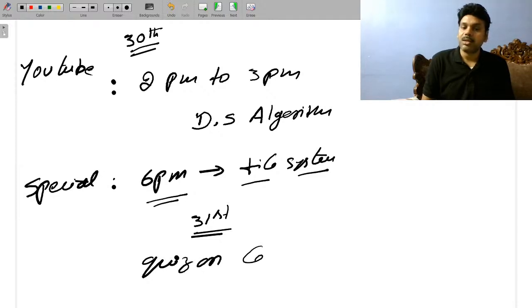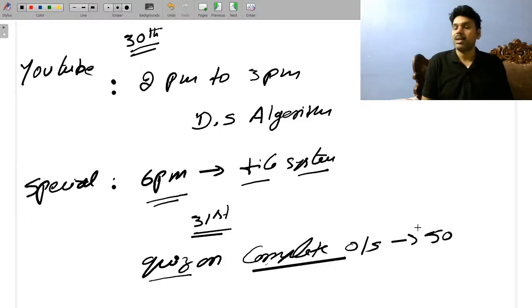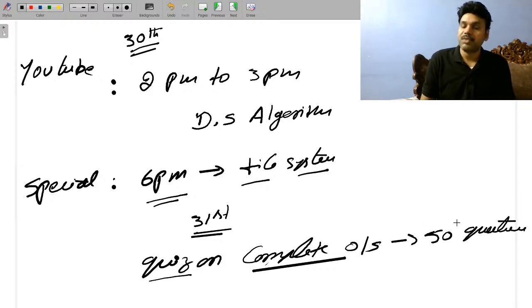Day after tomorrow, we are going to have a quiz on the entire operating system, the complete operating system. There are around 50 very important questions in the 10-hour theory, and the remaining are all problem questions only. If you're able to solve those 50 very important questions, then you're going to crack at least 90% of the marks in your operating system.